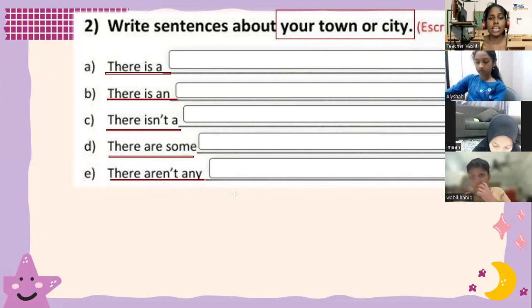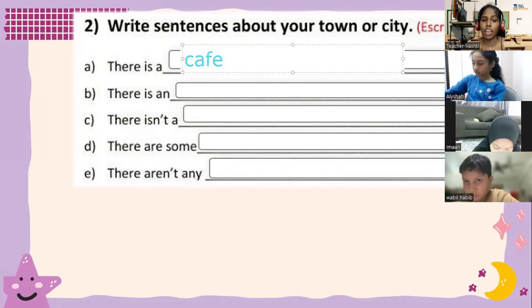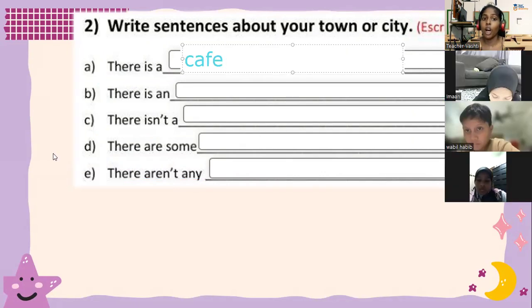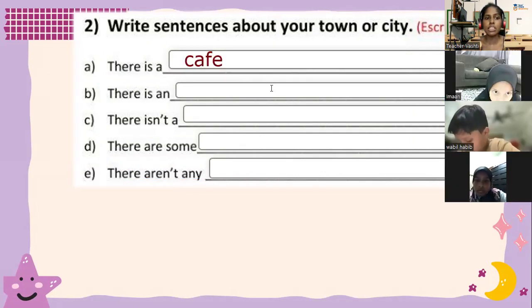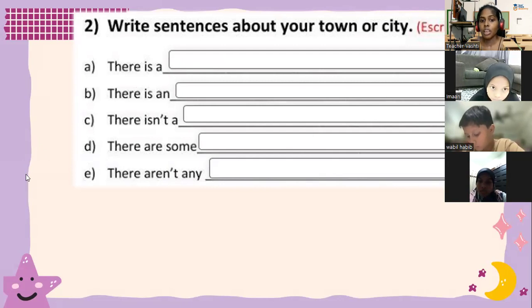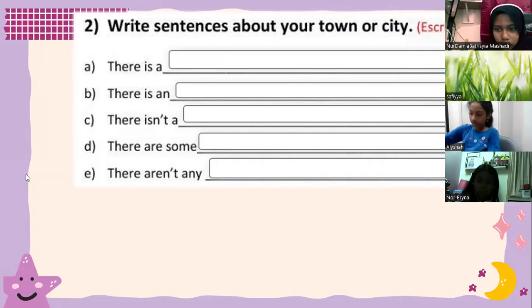All you have to do is write your answers. For example, cikgu bagi, I help you with the first one. There is a cafe. Okay? So very simple sentences. Just write 5 sentences for me. Can you copy this first now? Copy ya? Next class, when you enter, bila masuk, kamu kena baca jawapan kamu. This is your homework.